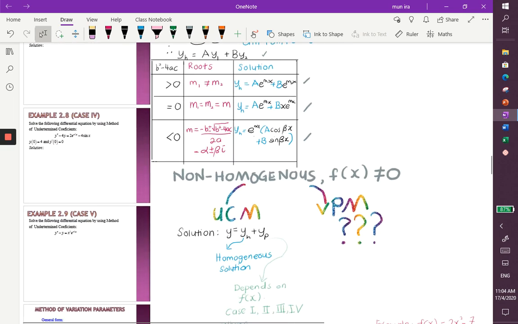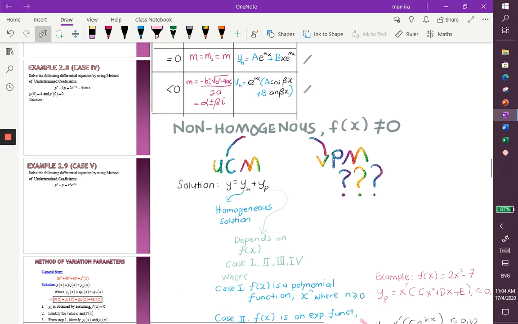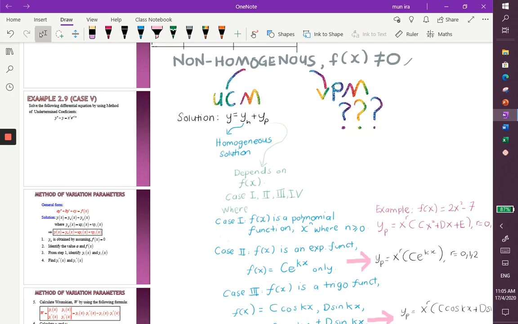For the non-homogeneous equation, we discussed two methods to solve the equation. For constant coefficient, ay'' + by' + cy = f(x), where f(x) is non-zero, so that is a non-homogeneous equation. If you just have constant coefficients, we can solve this equation by using UCM or VPM. Recall UCM very quickly. The solution is y = yH, what we have found just now from the homogeneous solution, plus yP.